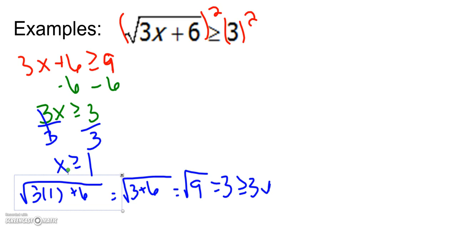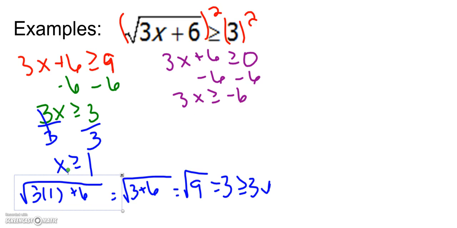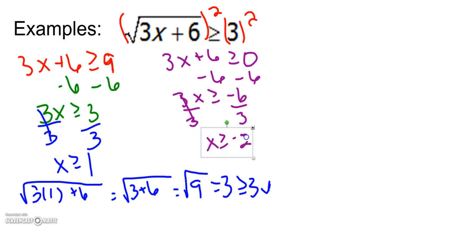Okay, now let's check what's under the radical to make sure it's greater than or equal to 0. So 3x plus 6 is greater than or equal to 0. You're not flipping the signs. Solving for x, I'm going to subtract 6, so 3x is greater than or equal to negative 6. Then divide by 3. So x is greater than or equal to negative 2.